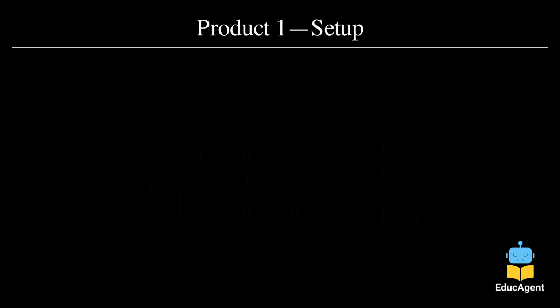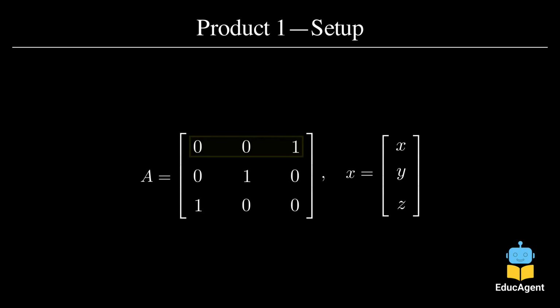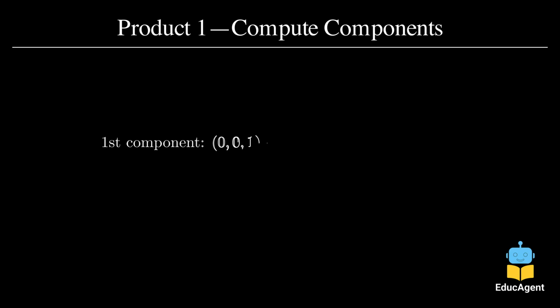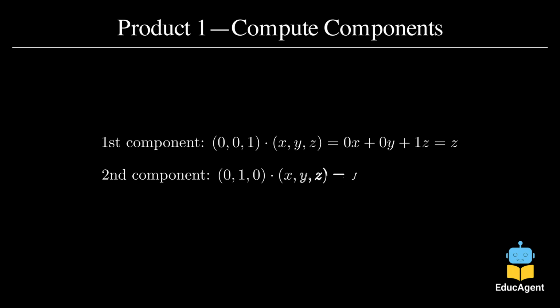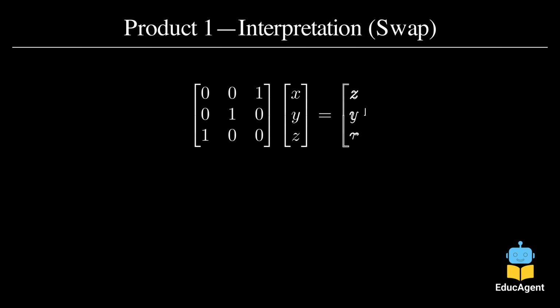For the first product, our input is the general vector X, Y, Z. Start with the first row. This row determines the first component of the output. Row 1 picks out Z, so the first component is Z. Row 2 picks out Y. Row 3 picks out X. So the product is Z, Y, X.